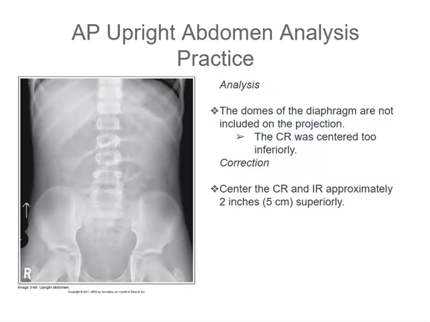However, we need to evaluate, do we have all our anatomic structures required for this projection? And being that this is an upright projection, we do not have the diaphragmatic domes. So therefore, we're going to need to take a repeat projection. That will have us recenter the central ray and the IR approximately 2 inches superior to the iliac crest to include those domes.